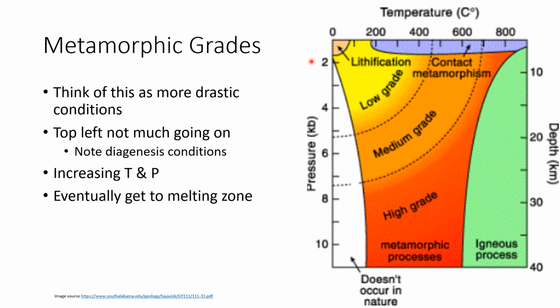I would mention the scale on this diagram, so this is in pressure in kilobars. So a kilobar is about 100 megapascals or 0.1 gigapascals. So even at the bottom here at 10 kilobars, we're talking about 1 gigapascal. And you've seen some of my diagrams before where we're talking about much, much more than 1 gigapascal.